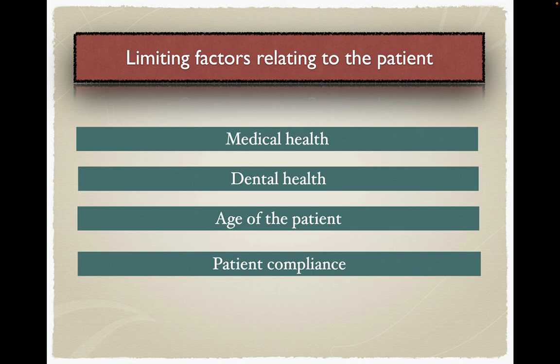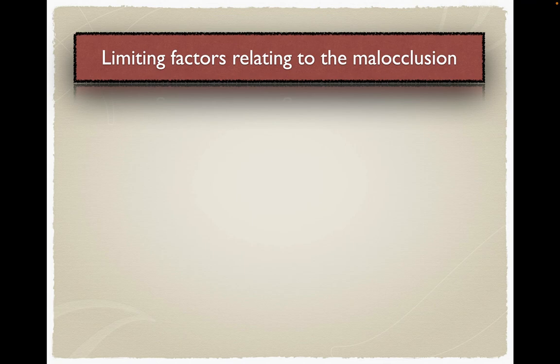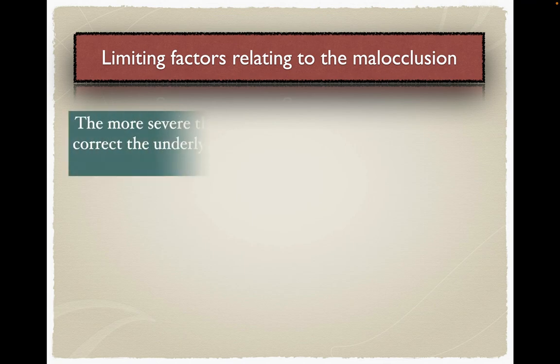And the patient compliance is very important. If the patient has good oral hygiene, you can go and achieve the ideal treatment aims, and you achieve them. Well, if the patient has poor oral hygiene, does not brush his teeth, or keeps breaking the brackets, then sometimes we have to terminate the treatment even if we did not achieve the full aims of the treatment. There's sometimes a limiting factor related to the malocclusion itself.